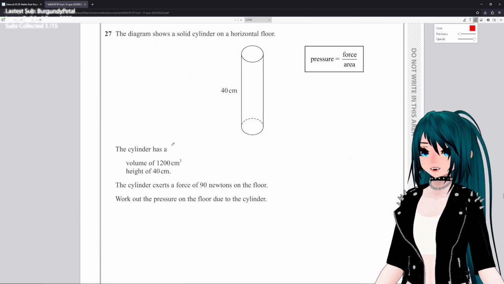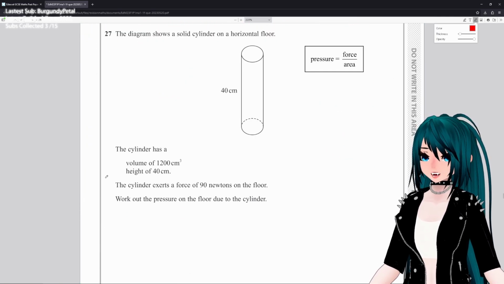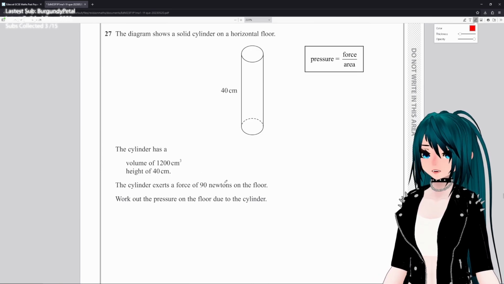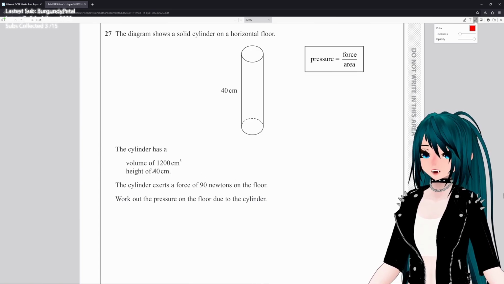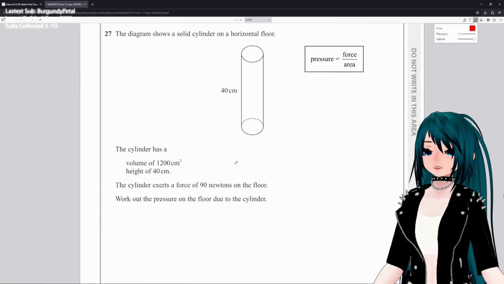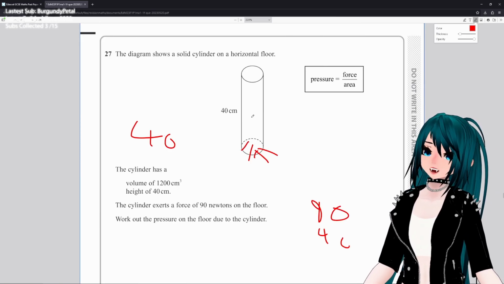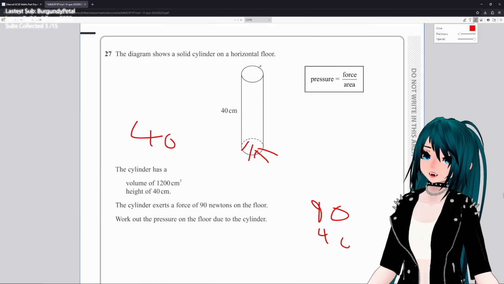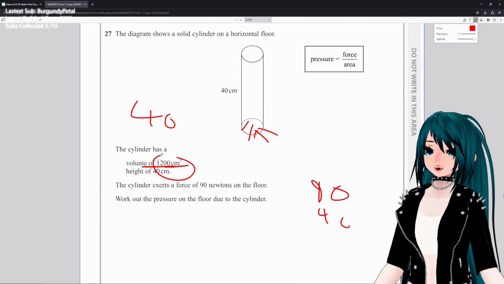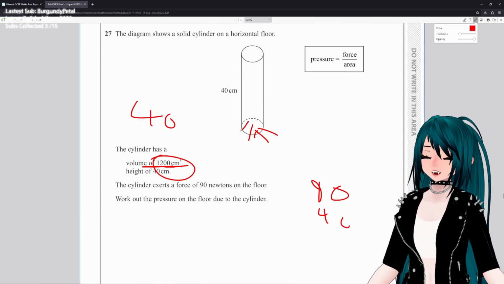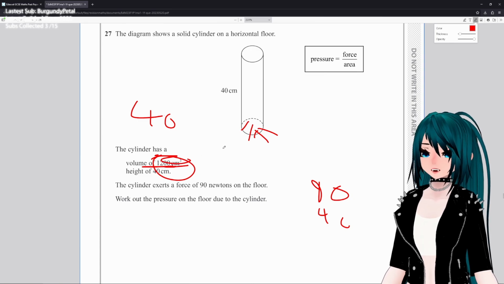The cylinder has a volume and a height. Okay, the cylinder exerts a force of 90 newtons on the floor. What about the pressure on the floor due to the cylinder? Okay, pressure is the force by the area. Is it the area of this on the floor, or is it the area? Because I have no idea what that is. So I've got to use these two numbers to figure out the area, right? Otherwise, there's no point in giving me this number.